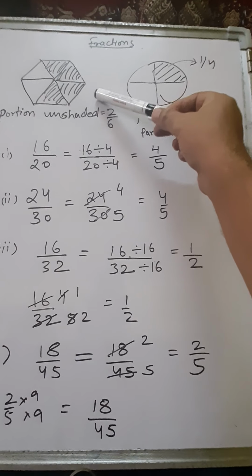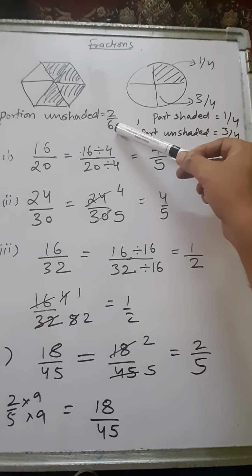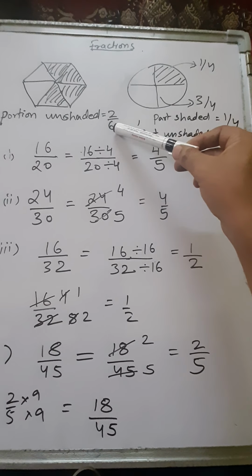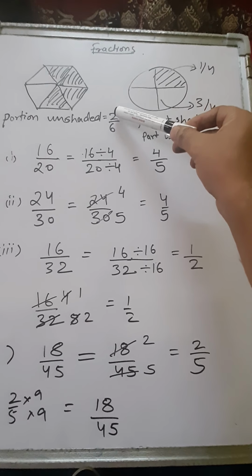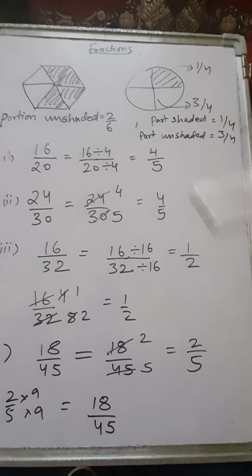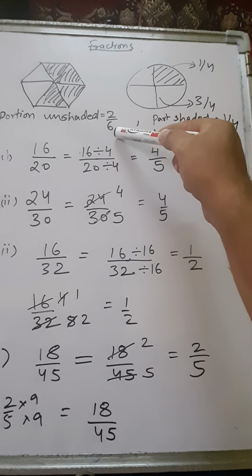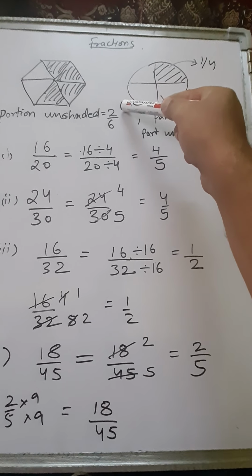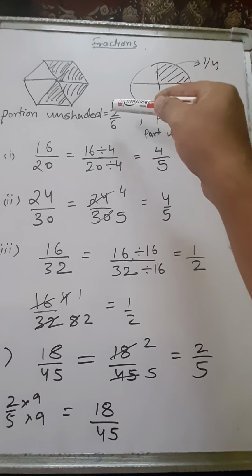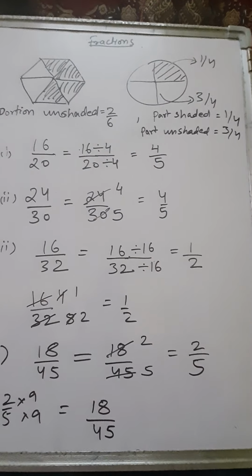6. So the total number of parts will be written in the denominator. This is what? Denominator. And this is what? Numerator. Right children? So the total number of parts is 6 and the parts which are unshaded is 2. So the fraction of the unshaded portion will be 2 by 6.